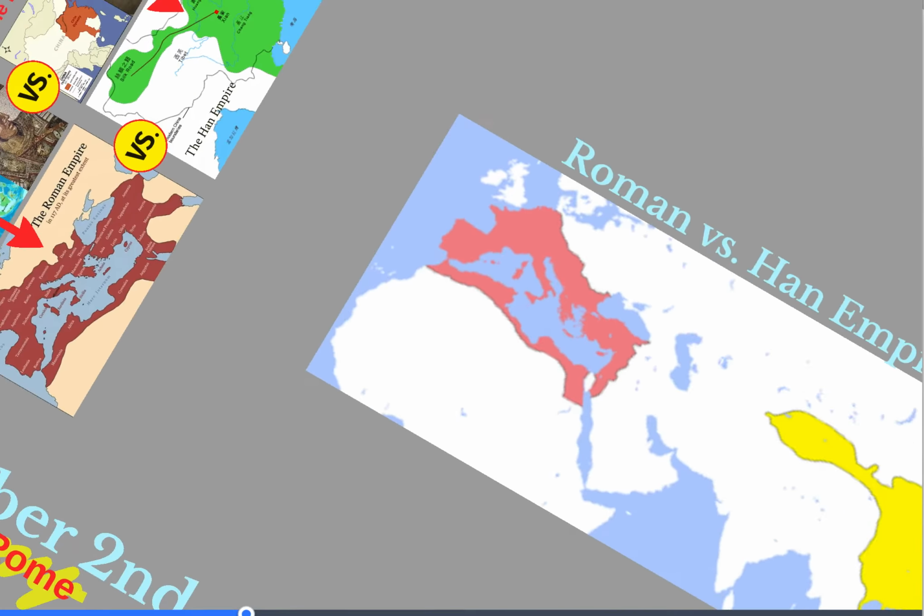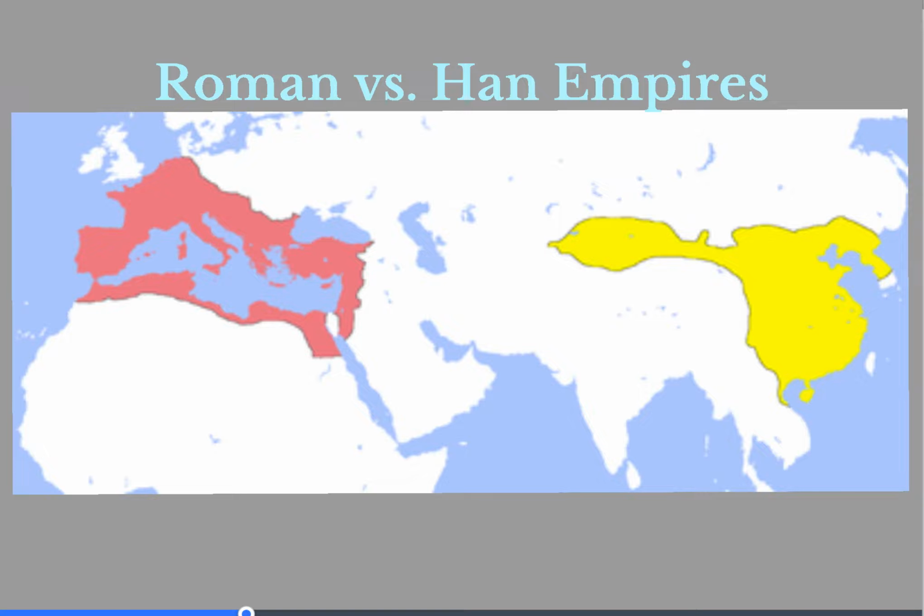If we were to look at a map in the year 1 of the current calendar that we use, here's the Roman Empire in the west at its furthest extent, and here's the Han Empire in the east at its furthest extent. The two never actually met and didn't really know about each other until their final years before their decline. But they both came into existence for very different reasons.